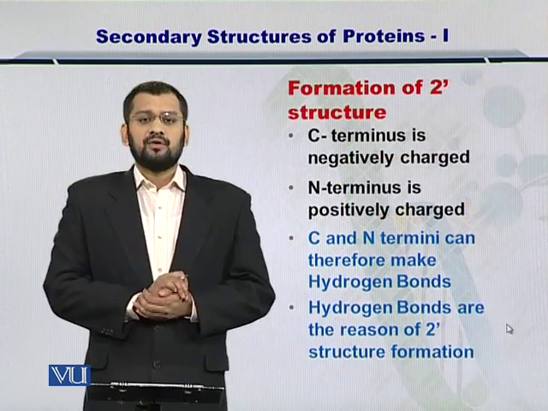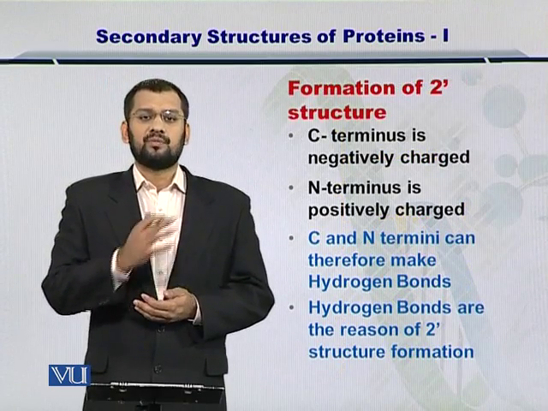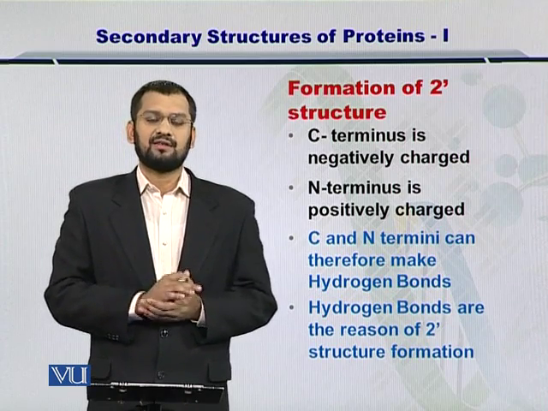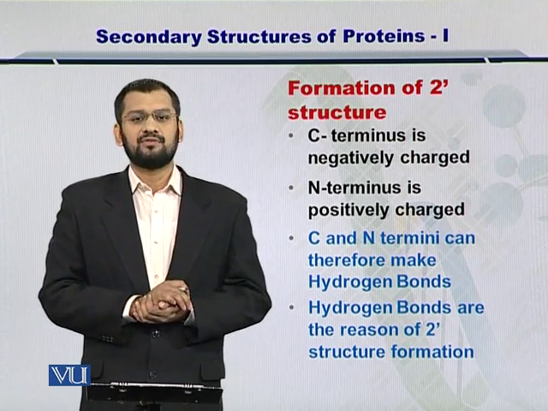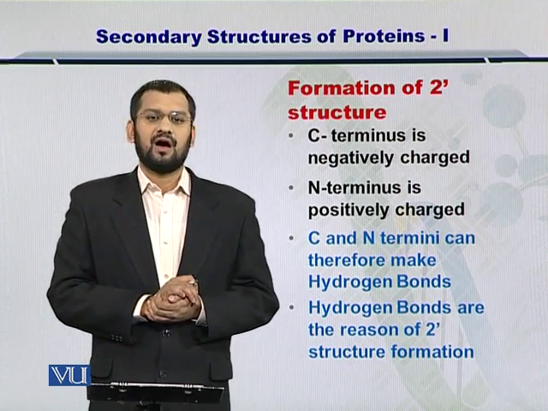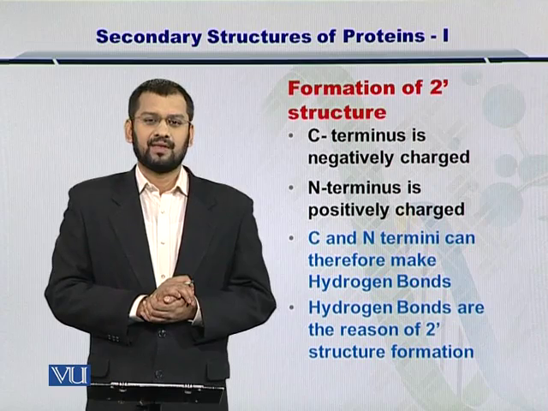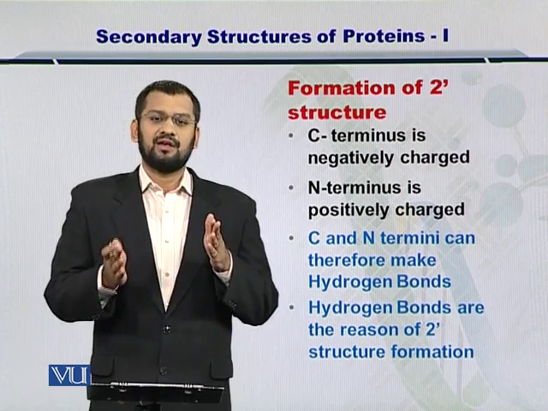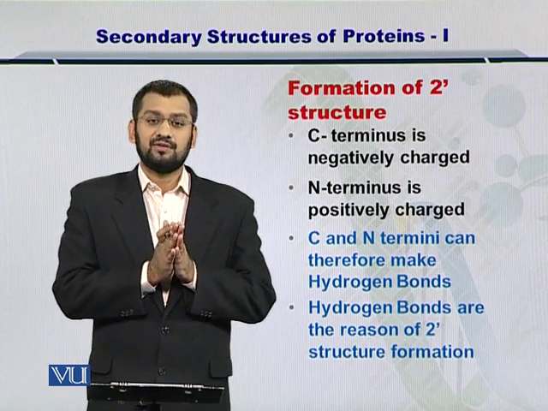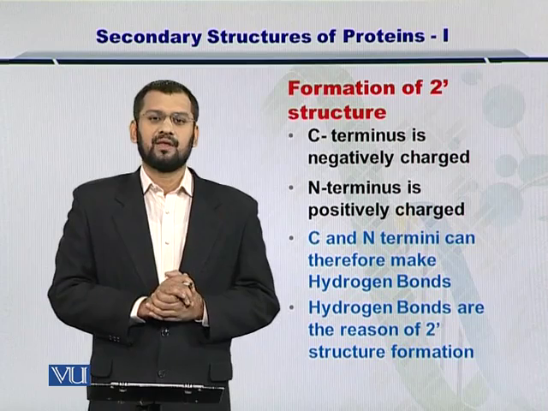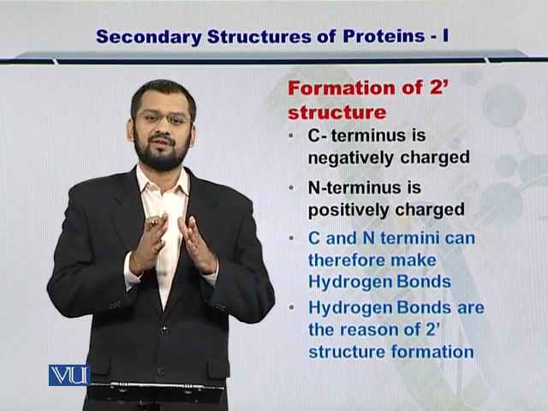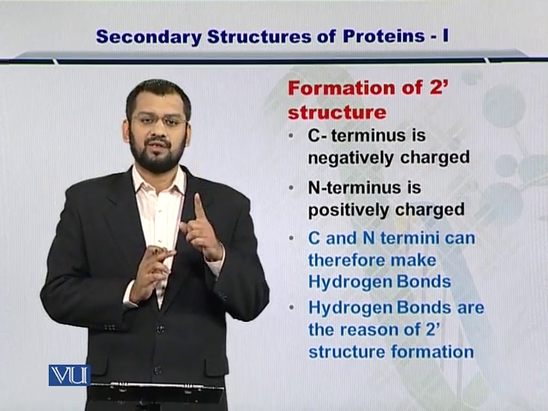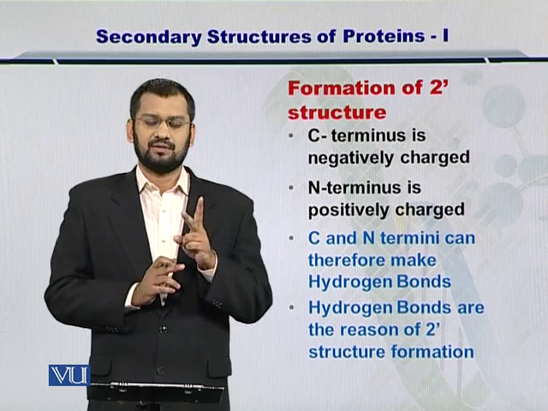The foundation for these newer properties, or the newer interactions, is the fact that the C-terminus and the N-terminus of each amino acid are actually charged. So, if a negatively charged C-terminus can interact with a positively charged N-terminus, then they can make a hydrogen bond. Now, we know that each amino acid in the very big protein sequence contains one C-terminus and one N-terminus.